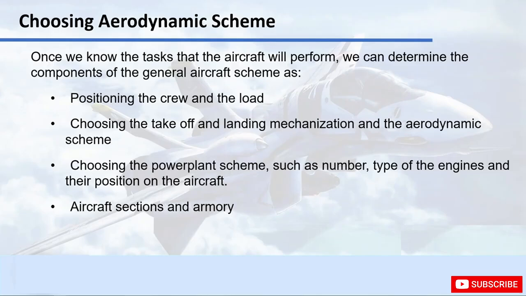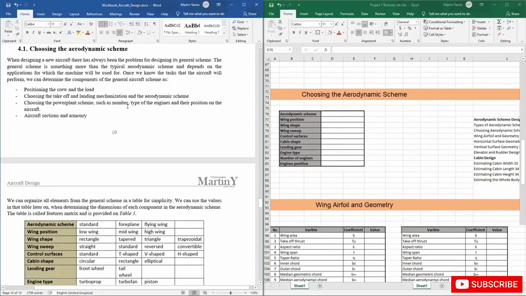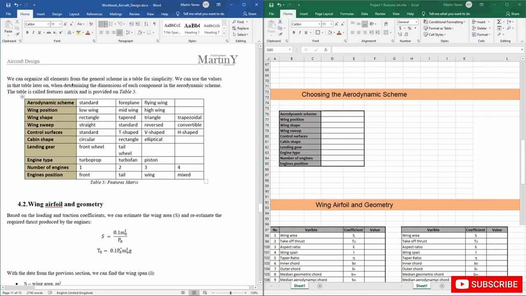But let's head on now to the workbook and to the Excel file where I prepared for you a table from which you can choose your scheme and the main components of your aircraft, based on which we're going to do our estimations later on. So here I have open on one side the workbook and on the other side the Excel sheet that we're working on. As you can see in the workbook, we have a table, and in this table are basically all the components that we will need to use in order to determine how our aircraft is going to look.